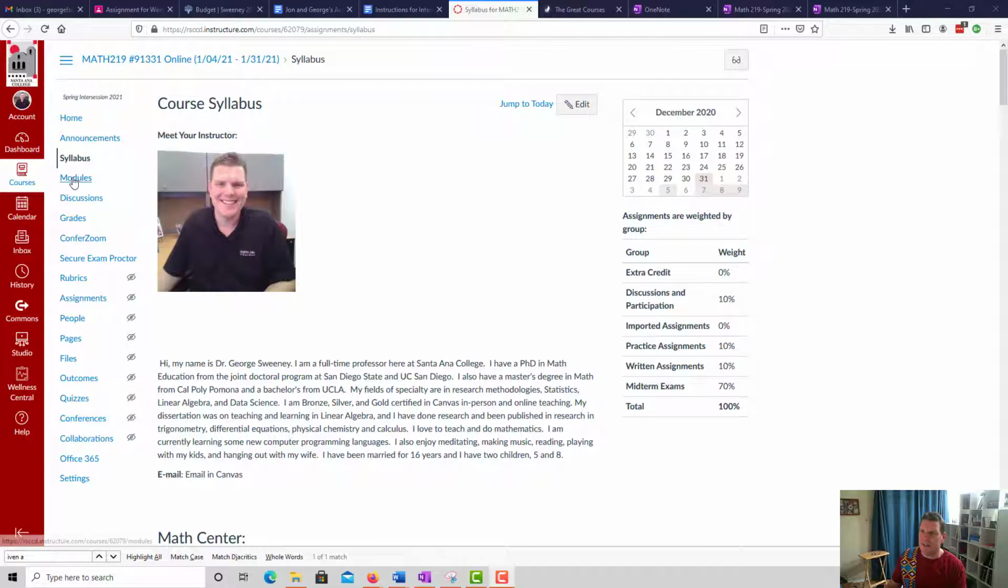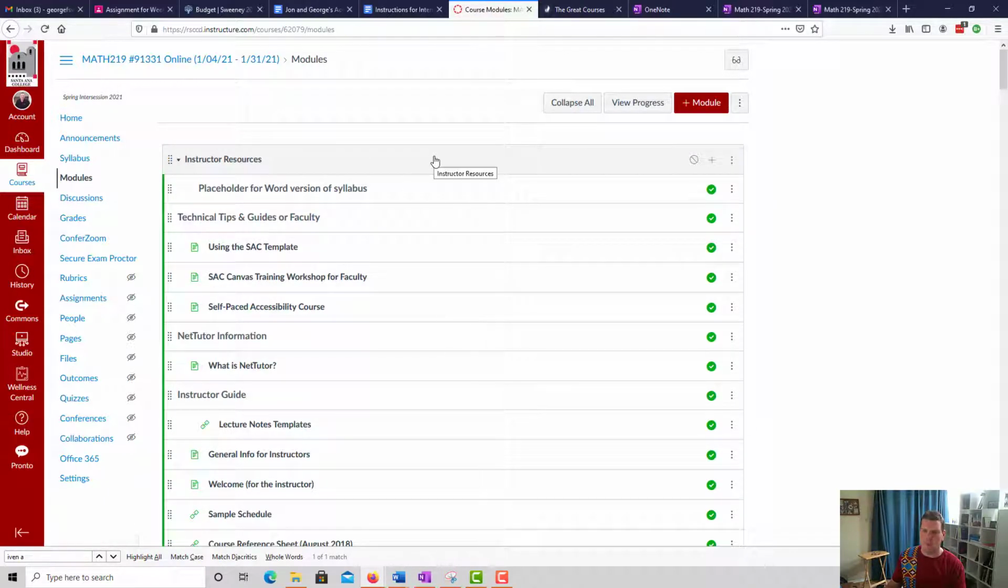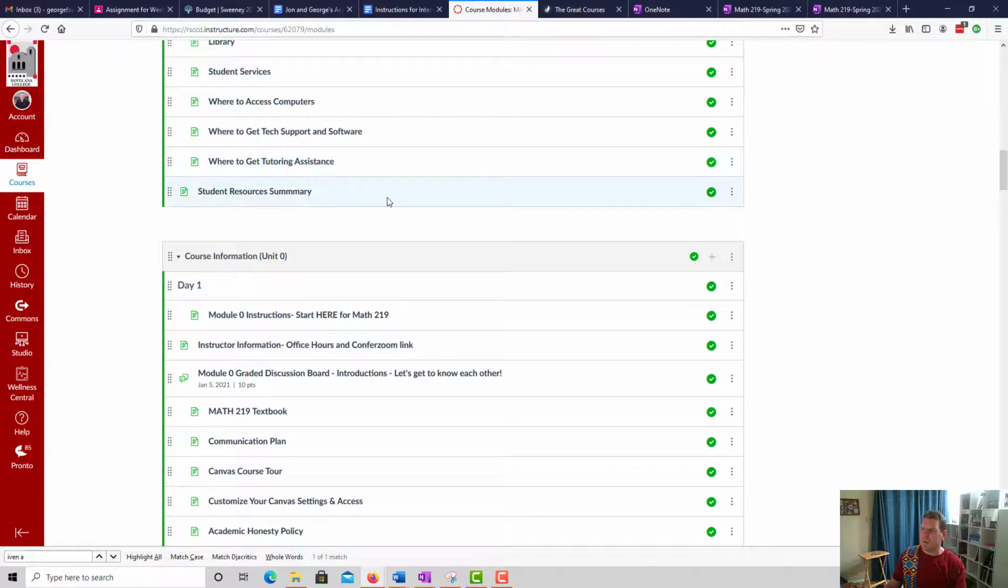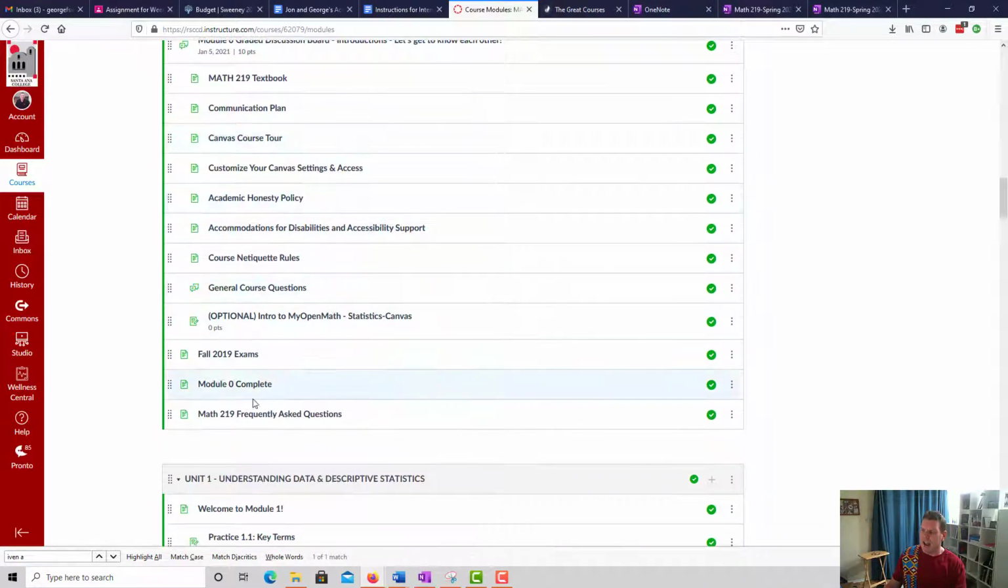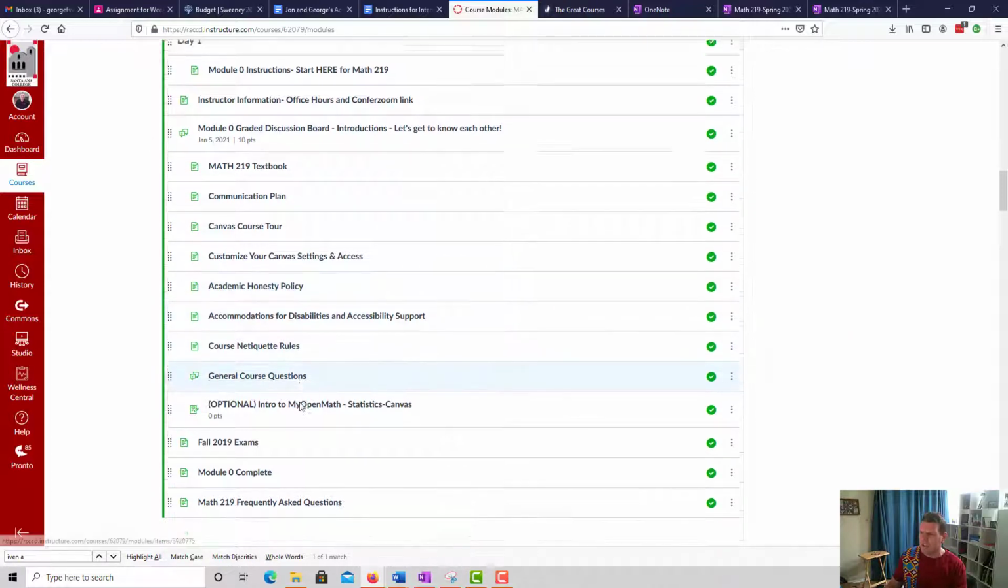Now, if I go in here, I'm going to click on modules, and in the modules is where we're going to find most of everything that we really want. So I'm going to go down here to my course information section, and I want to show you this section right here. You should go through and read everything here on day one. You'll see that we have the module 0 graded discussion board. You're going to see netiquette rules, general course questions, things like that.